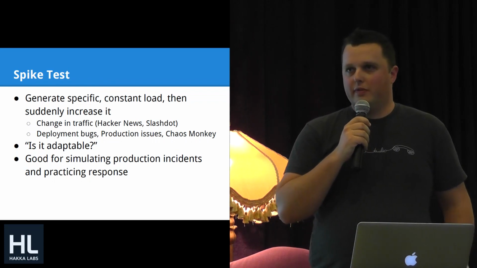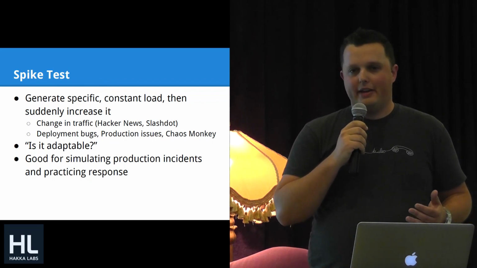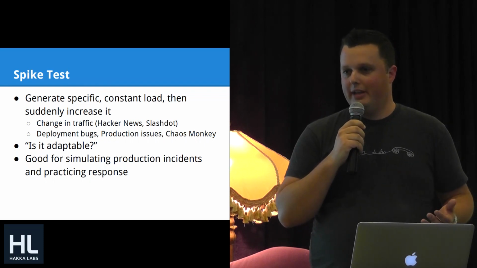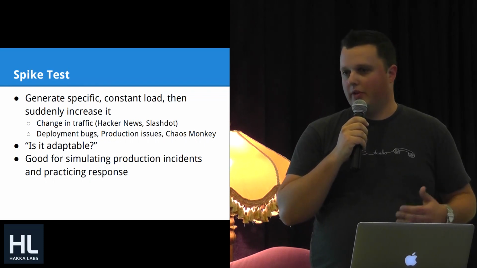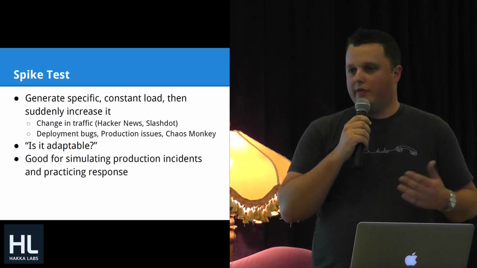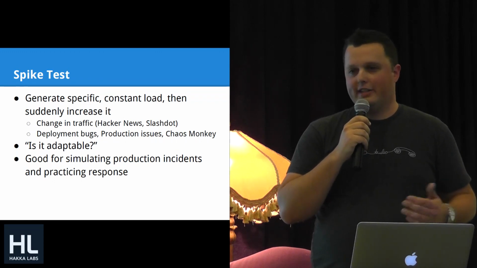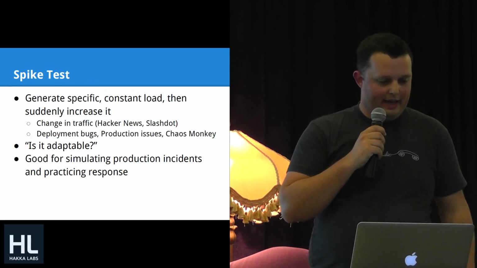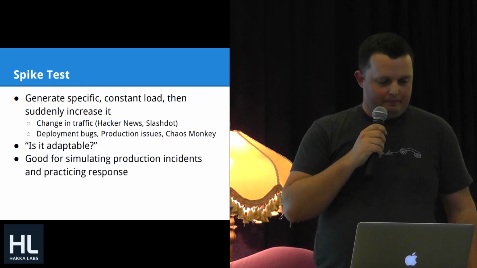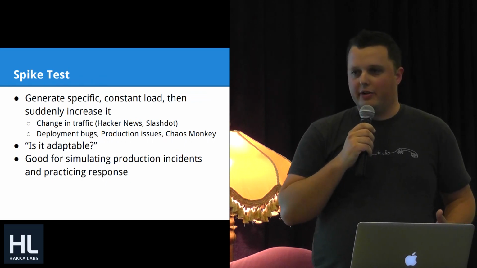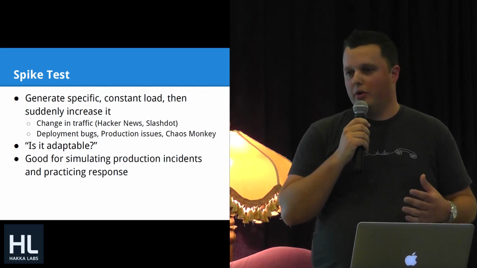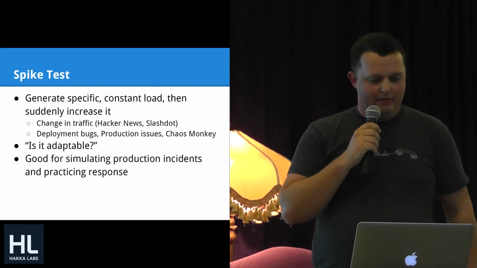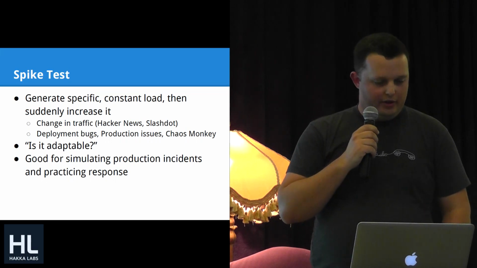This is also good for simulating what might happen if you had some sort of production incident. Maybe half of your web servers went down and the remaining half had to handle twice as much load very suddenly, or some sort of deployment bug. Maybe you realize halfway through a rollout that half of your servers aren't answering requests at all, something like that. And the question that we're really trying to answer here is: my code, or really more my application as a whole, is it adaptable? Can it stand up to this amount of load and to sudden changes in the load?